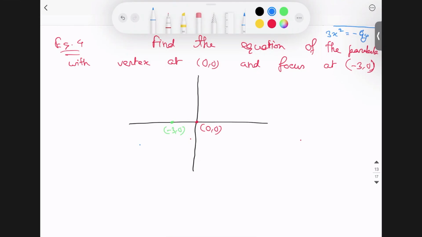In this case you don't know the equation of the directrix, but you can find it. How? See, they have given the location of the focus, that is minus 3, 0. So the directrix will be on the opposite side, at the same distance as this minus 3, 0, right? So the equation of the directrix will be of the form x equals to 3.